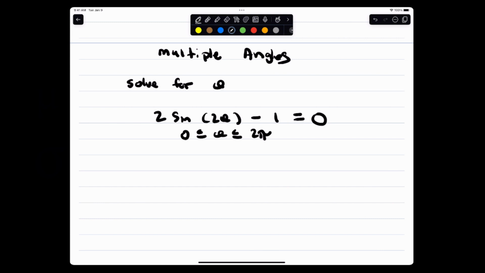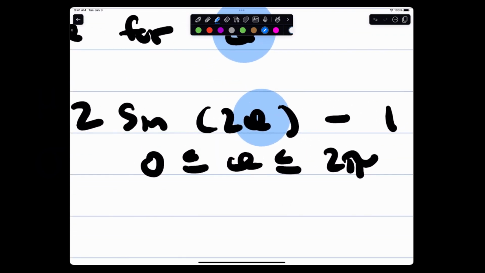We've been solving some trig equations. Is that right? So good. We have some trig equations to solve. Now this morning, we have what's called multiple angles. So we're trying to solve for theta. And now you say, what do you mean multiple angles? What do you guys see here?